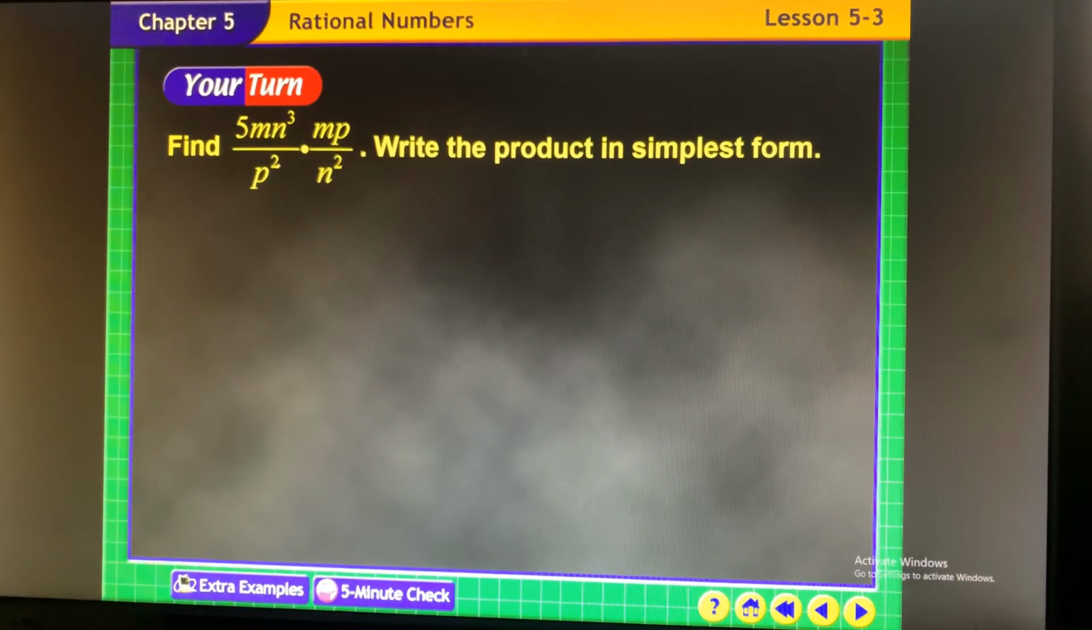Here, I have 2 p's here and 1 p here. So this 1 p will cancel 1 here. I have 2 n's in the denominator and 3 up here. So 2 of these will cancel 2 of these, leaving only 1. And there you have it. 5m squared n over p.